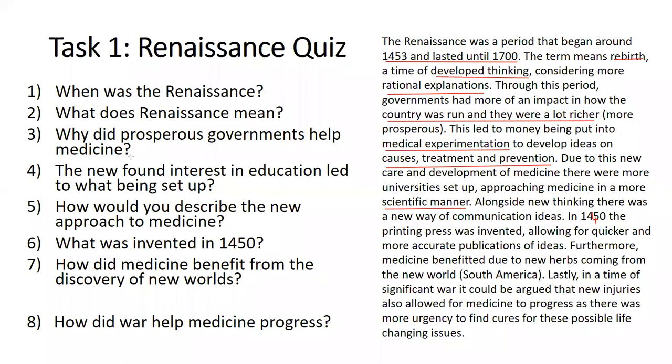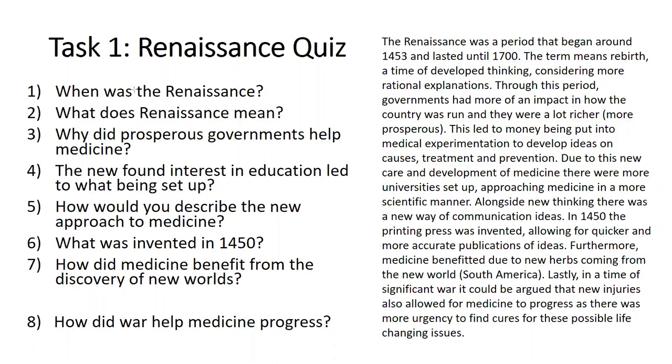The printing press allowed for quicker and more accurate publication of ideas, so more causes of disease were being discussed. Furthermore, medicine benefited due to new herbs coming from the New World in areas like South America. The new herbs allowed the apothecaries to develop their remedies. And also at this time, 1500 to 1700, it was a time of significant war, and it could be argued that new injuries also allowed medicine to progress, as there was more urgency to find cures for life-changing issues.